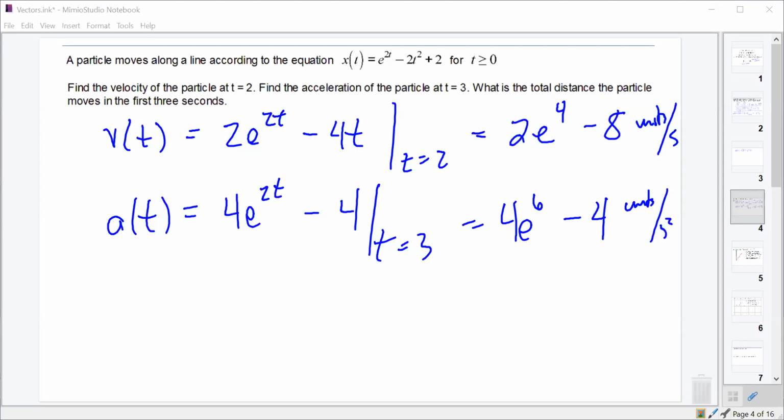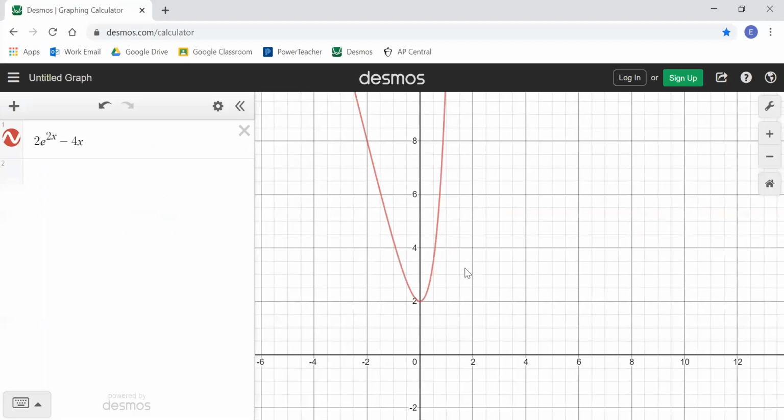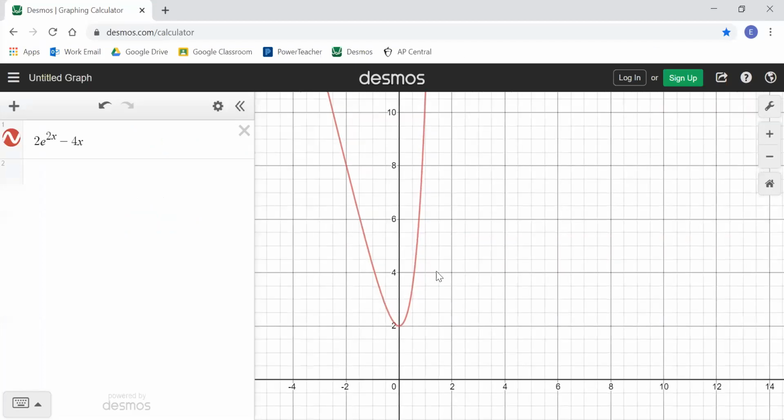We should be able to just think about what the graph of our velocity function looks like. So I've graphed it on Desmos. Let me show you the graph of it. And from t equals 0 to t equals 3, this is the velocity function. What can you tell me about the velocity?